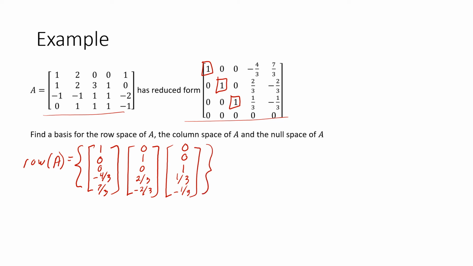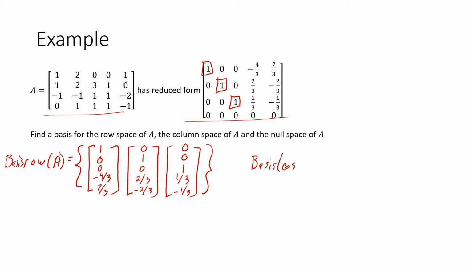And that is the basis of the row space. So you take the rows from your row reduced version, that's the easiest way to do it, and that gives you the span of your original matrix, and they are guaranteed to be linearly independent. What about the column space?